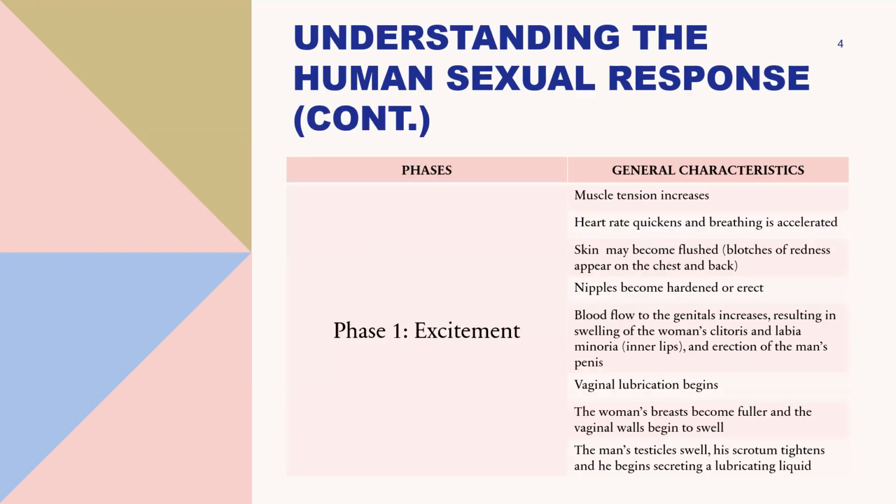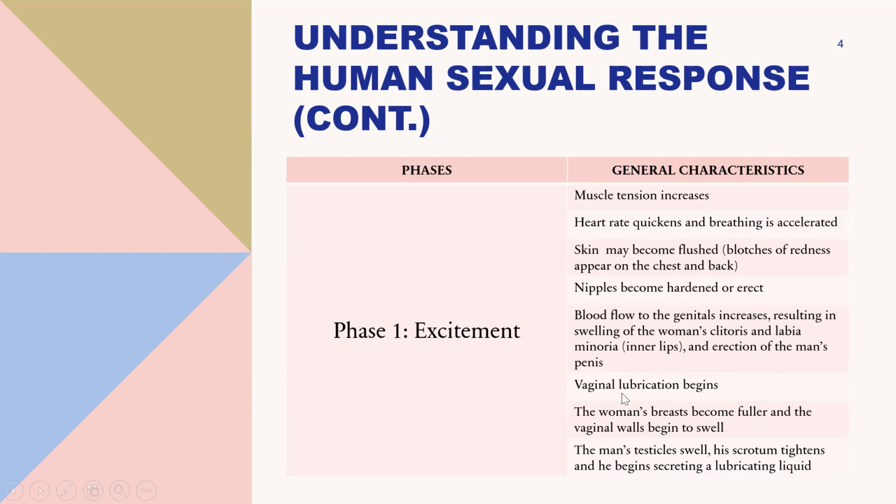Now let's get started. Let's first discuss phase one, excitement. In here, these are the general characteristics during the first phase. Muscle tension increases, heart rate quickens, and breathing is accelerated. Skin may become flushed. Nipples become hardened or erect. Blood flow to the genitals increases, resulting in swelling of the woman's clitoris and labia minora, and the erection of the man's penis.